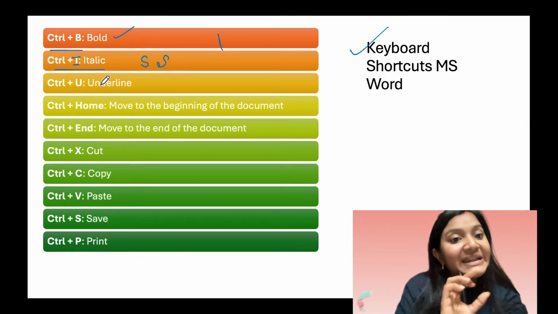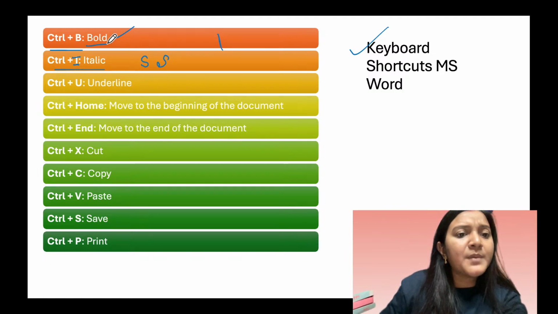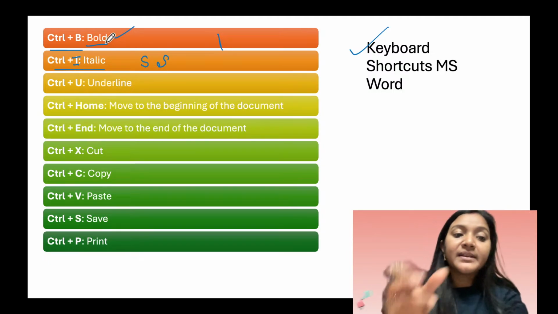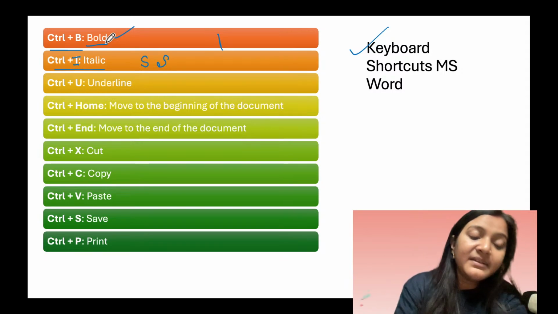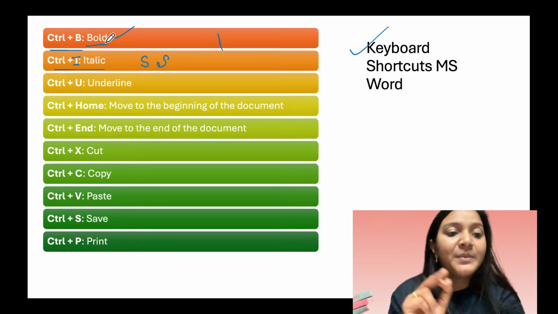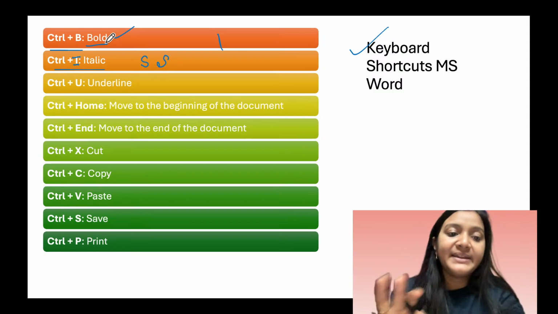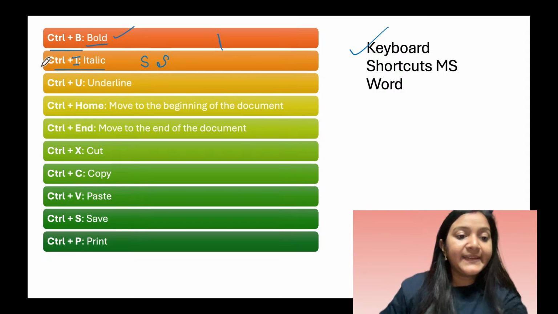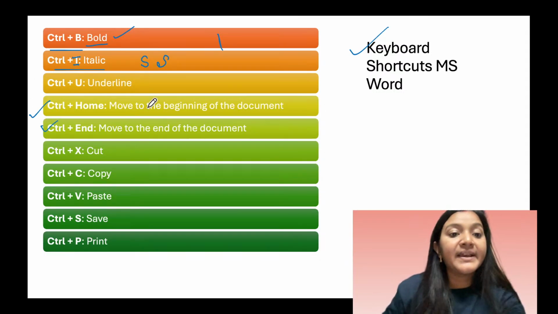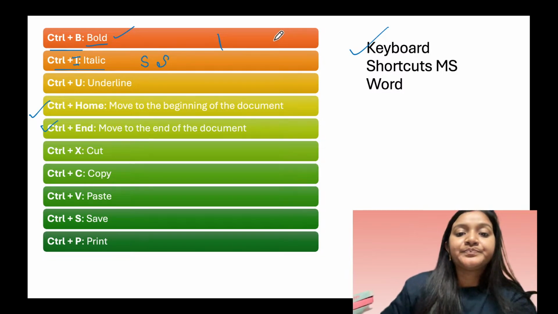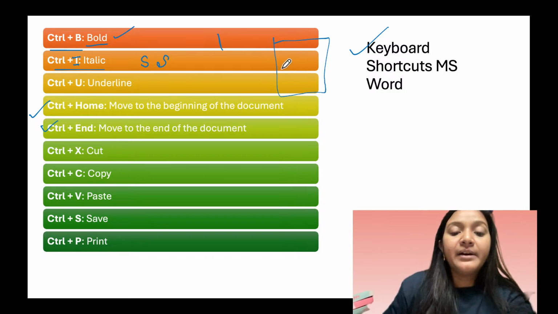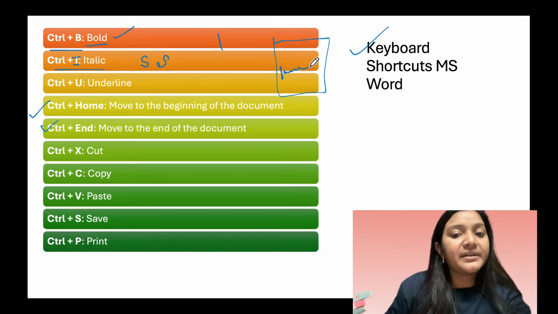Now if you have to underline any text, press Control plus U, but don't just press it like that. You have to select the text and then press Control plus U. Then it gets underlined. Next are two more important shortcuts. Let's say you are working on a document. So let's say you are on the third paragraph, your cursor is on the third paragraph.